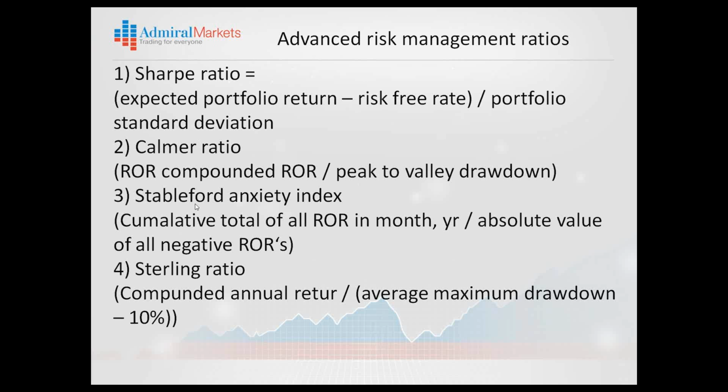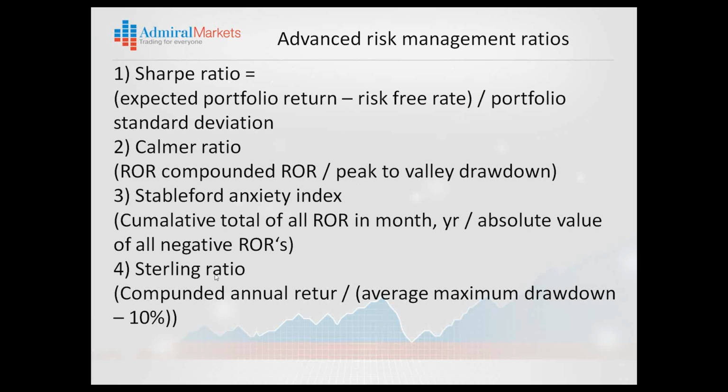The stable forward anxiety index just takes all your rate of returns in one month, but then divides that by the negative months. So let's say you made 40% in a year, and you had 2 months that had -4. So you have -8 in total. So you divide 40 by -8, which is -5.